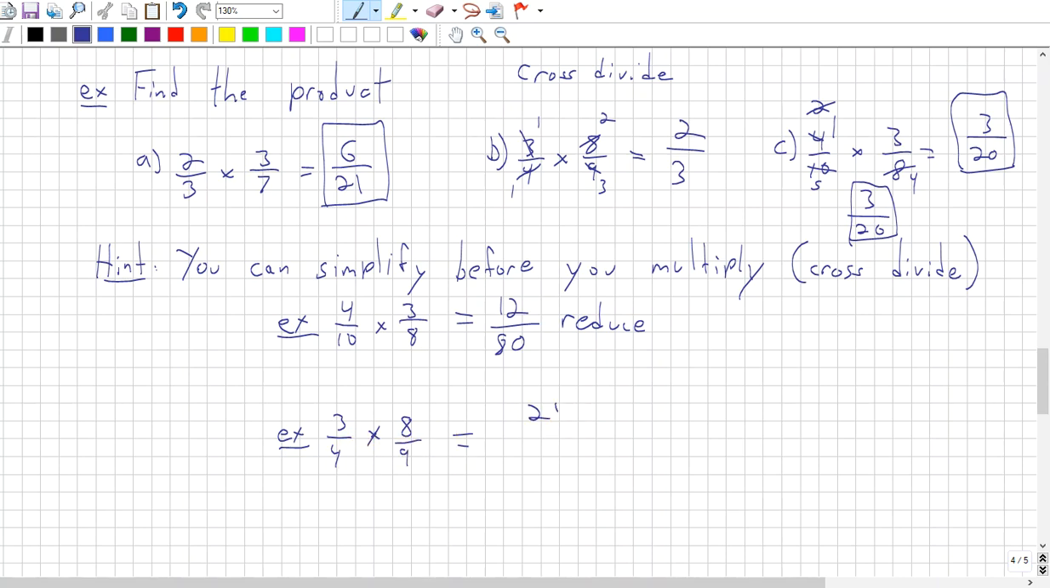3 times 8, of course, was 24, over 4 times 9, which was 36. And if you don't know how to reduce right away by 12, divide by 2, divide by 2. Keep dividing it down smaller until you get to the most simplified that you can. No problem at all. Hopefully that helps. Let me know if you have any questions.